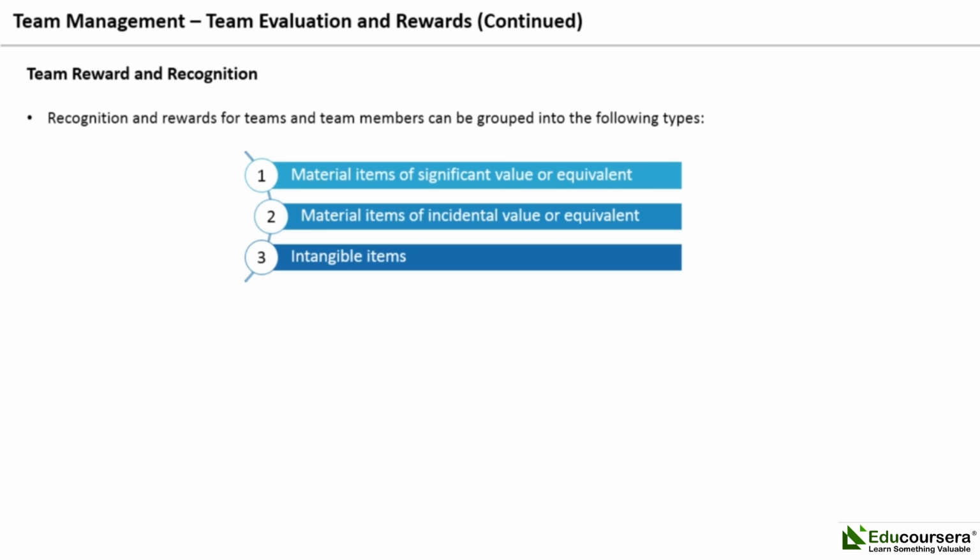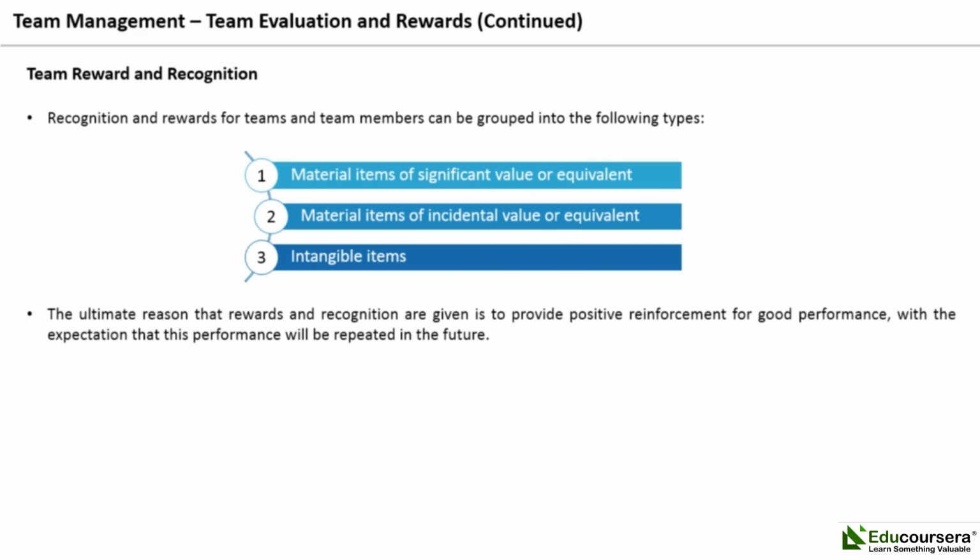Prestige. Team rewards, which are material items and are given to the team, should be the same for all members of the team. Many intangible rewards are not formally given by someone, but people can still receive and appreciate them. The ultimate reason that rewards and recognition are given is to provide positive reinforcement for good performance, with the expectation that this performance will be repeated in the future.